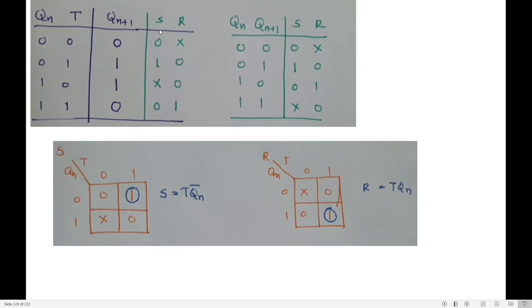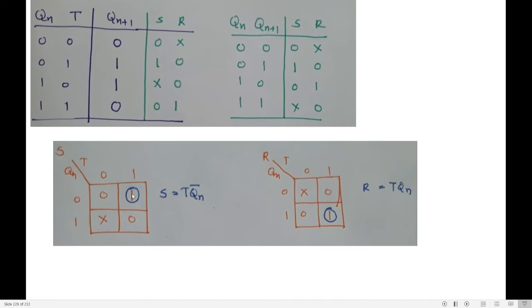Done. Now what is the last step? The last step is to write the equation for S and the equation for R depending upon the inputs. How many inputs do we have? Qn and T, so it is a 2 variable K map. A 2 variable K map will have 4 cells. What is the S value? 0, 1, don't care, 0. Fill it. Since I cannot pair it, I take an individual pair.